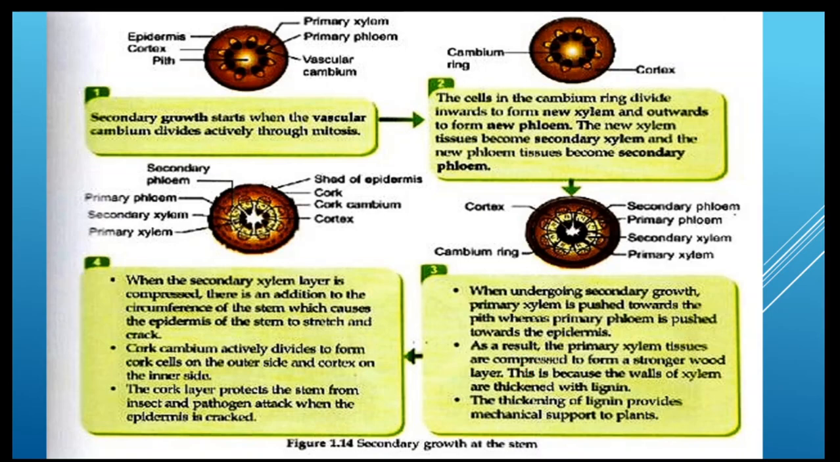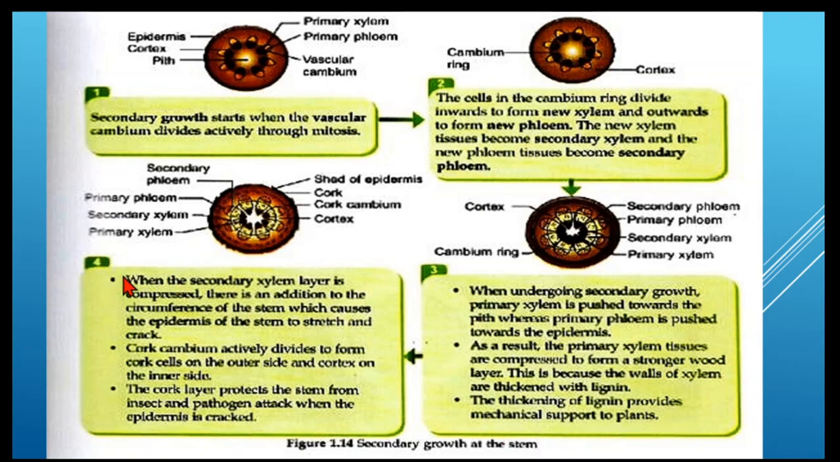Sebab dia push towards the what? The pith. Okay? This is because the wall of xylems are thickened with lignin. The thickening of lignin provides mechanical support to the plant.